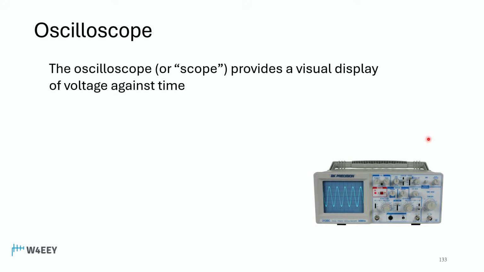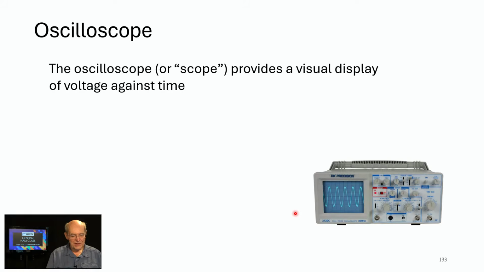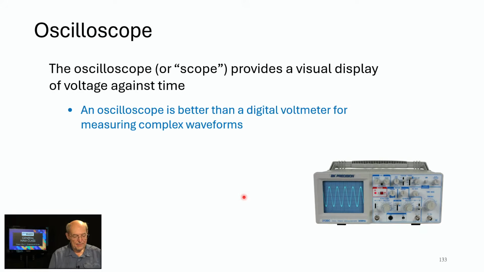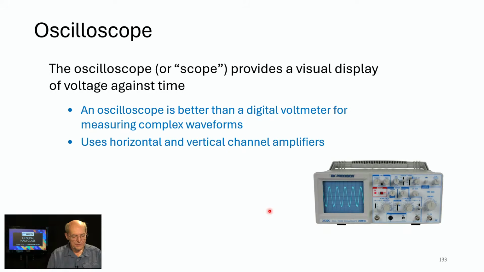The oscilloscope provides a visual display. I kind of liken this to looking at a miniature TV. We've got vertical circuits and horizontal circuits. This is a sine wave here. So we've got the amplitude, which is how strong it is, and how fast it's moving by the horizontal, the time base. Oscilloscope is better than a digital voltmeter for measuring complex waveforms. So for something that's really hairy, like speech waveforms and single sideband, it's pretty tough to see what's going on with an analog meter, but a scope is excellent.